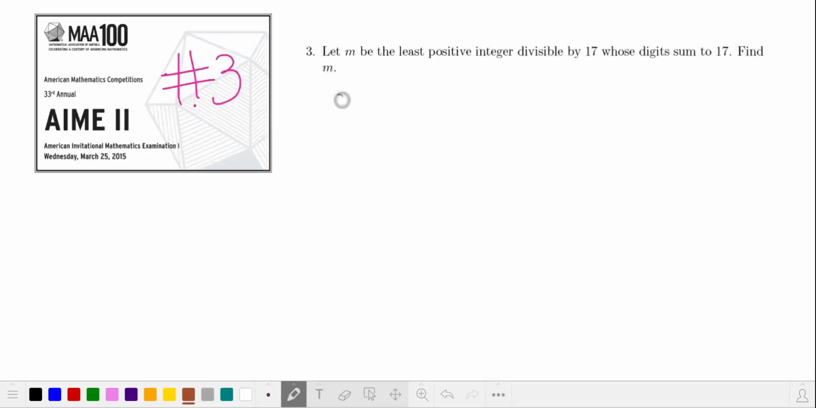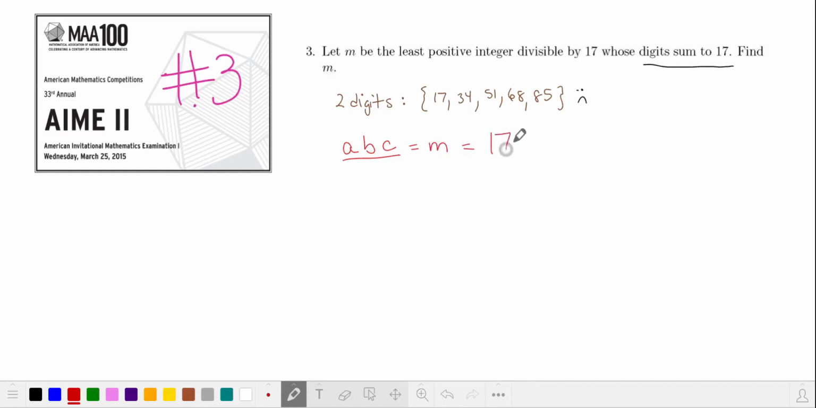Let's go to number 3. First, let's check the 2-digit multiples of 17. And none of these satisfy the requirements. So let's look at 3-digit numbers with a in the hundreds digit, b in the tens digit, and c in the units digit. And we'll call this m. We want m to be a multiple of 17. This puts a in our hundreds digit, 10 times b in our tens digit, and c by itself. And then we also have the digit sum, a plus b plus c, is also equal to 17.